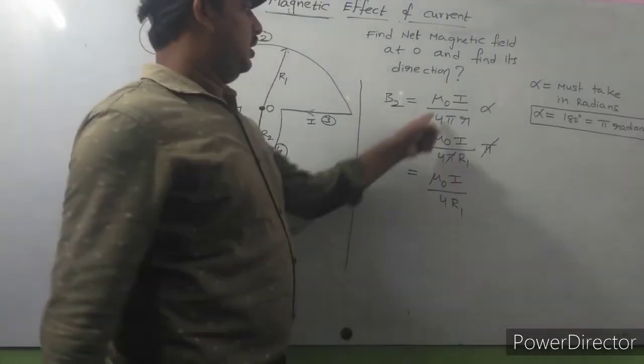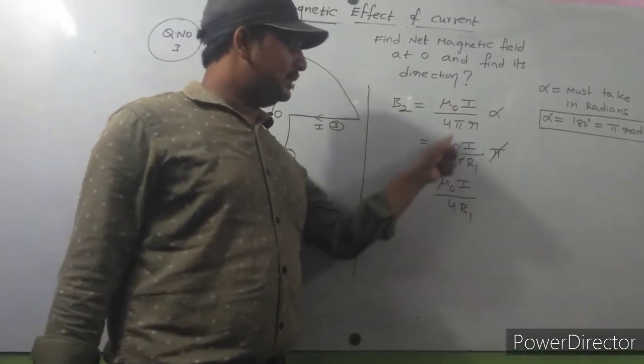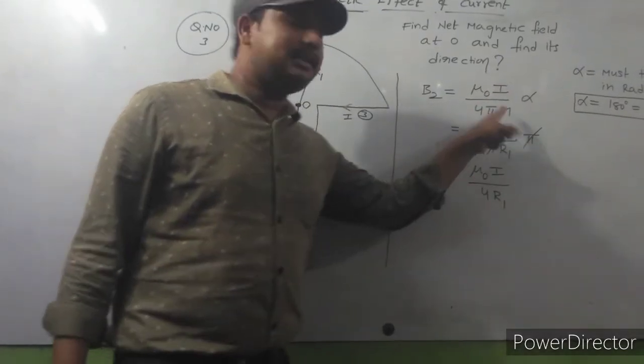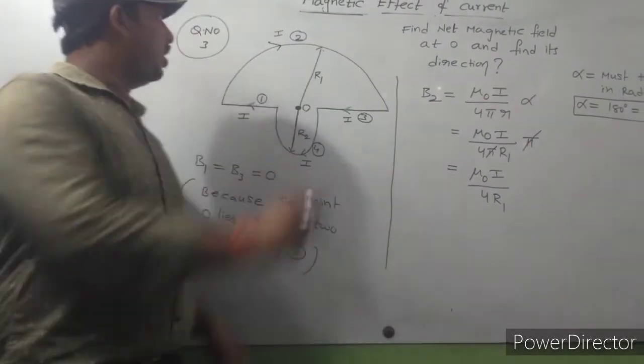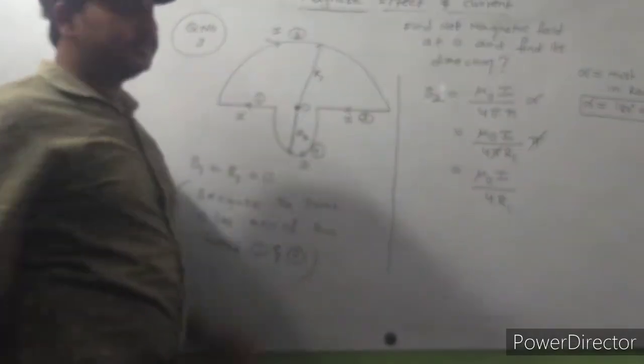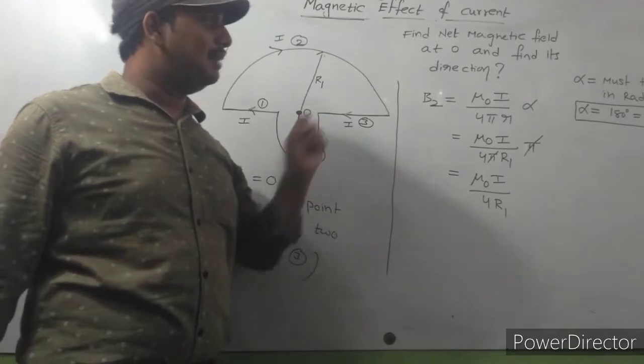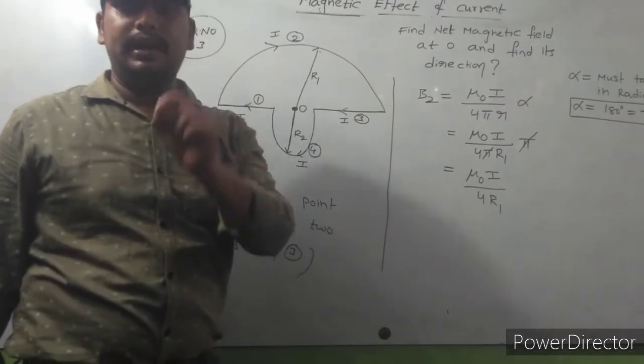Dear student, I substitute mu naught by 4 pi as it is. Mu naught by 4 pi. I value is I only. The radius for the semicircular part 2 is R1. That's why R value is R1. And alpha value is, for a semicircle, 180 degrees.